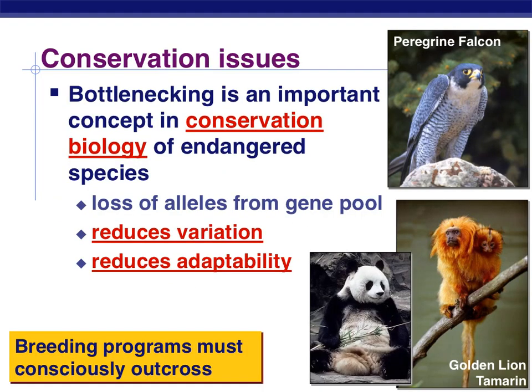Okay, so bottlenecking is an important concept when we think of conservation biology, especially for endangered species. When we get down to very small numbers of animals left, it means that we have to regrow populations from just a few individuals. So there is a loss of alleles from the gene pool. Some of those alleles were very successful ones, or ones that gave successful traits and phenotypes, but now they're completely gone. It reduces variation among the individuals, but it also reduces adaptability. There are only so many genes that these animals can pull from. They can only adapt so many different ways.